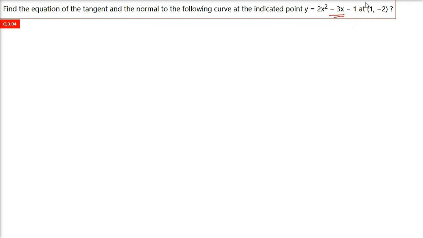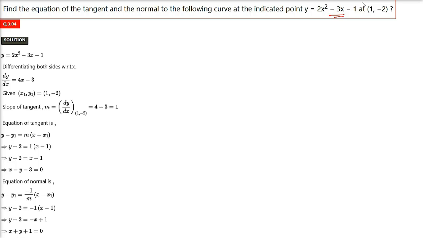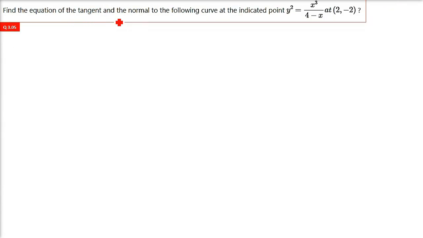So this question, it's again tangent and normal. We have 2x square minus 3x minus 1, 1 minus 2. I'll just show you the solution here because previous questions we have already done like this. Find the equation of the tangent and the normal to the following curve at the indicated point. This is a question of a different sort. The only thing is that you have to differentiate. You will take a bit more time differentiating it, but the concept will remain the same.